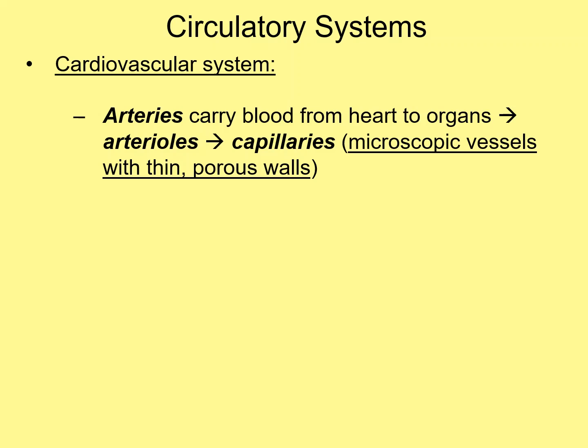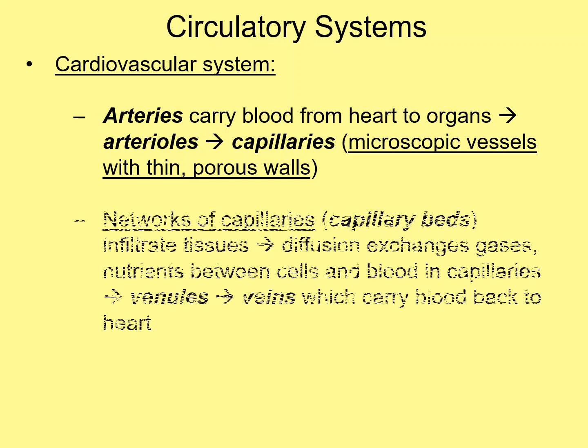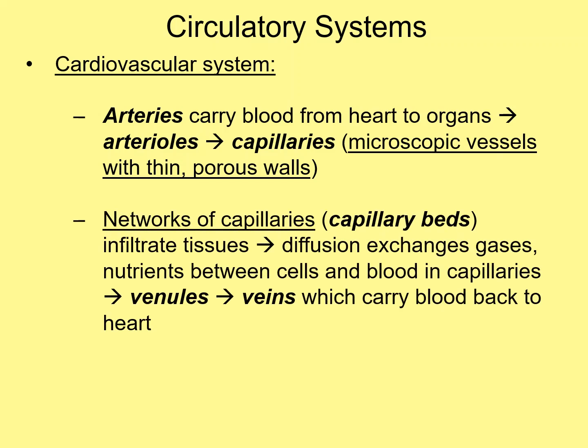Those branches start to get smaller in diameter. They're called arterioles. Eventually you end up with vessels that are so small they're microscopically small, just a slightly larger diameter than a single red blood cell. So your red blood cells basically go through your capillaries more or less one at a time.